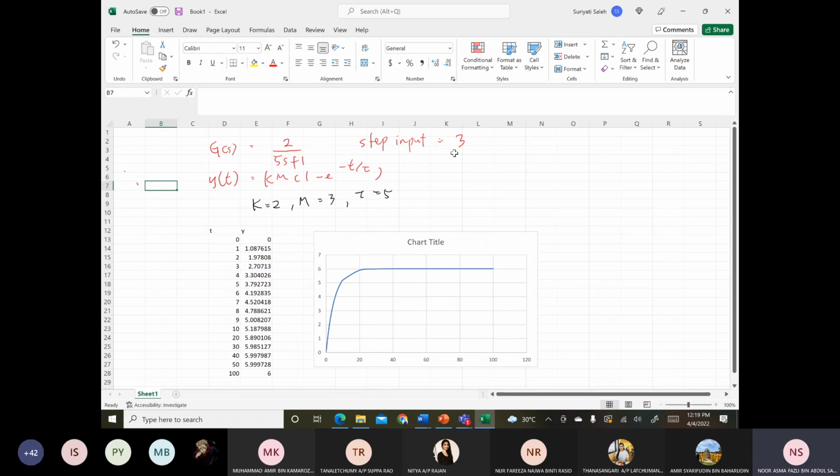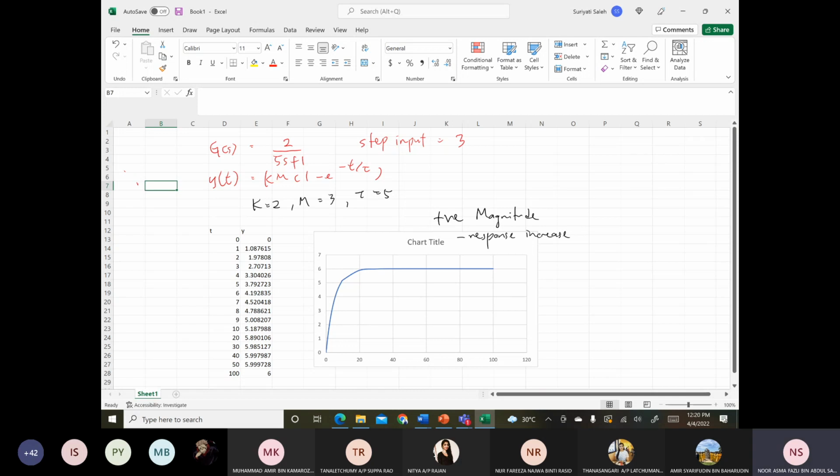What I want to show here, normally the first order, if you take a look, the first order response will increase when you have a positive magnitude. Then your response will increase. And when it increases, you can see it increases from 0 and then it slowly reaches the value 6. The value 6 here represents the final value.